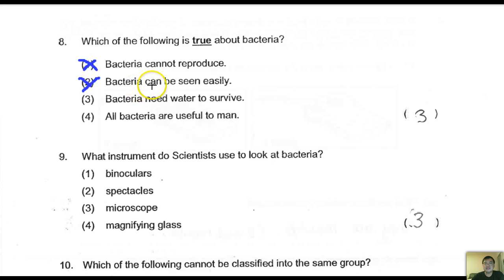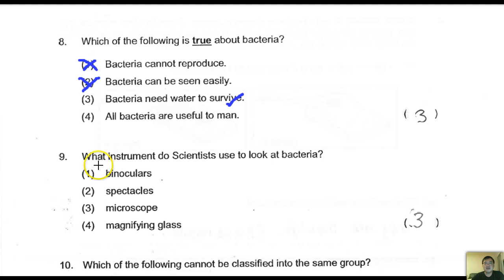This one says can be easily seen. Bacteria need water to survive. This is true. Take a look at the last one. All bacteria are useful to man. No. There are bacteria that cause harm, sicknesses and diseases to man. So 3 is the answer.